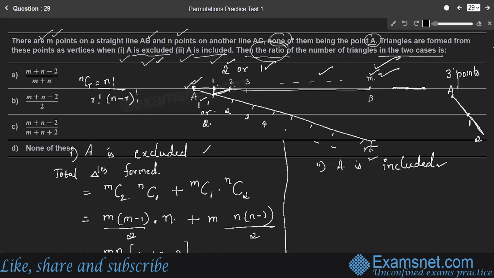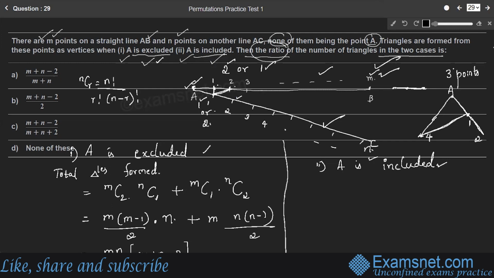Therefore, you have to consider the third point from another line AC. You may consider the second point, third point, or fourth point, any point you can consider. By joining all 3 points, you will get a triangle. So in this way, how many triangles can be formed when A is included?